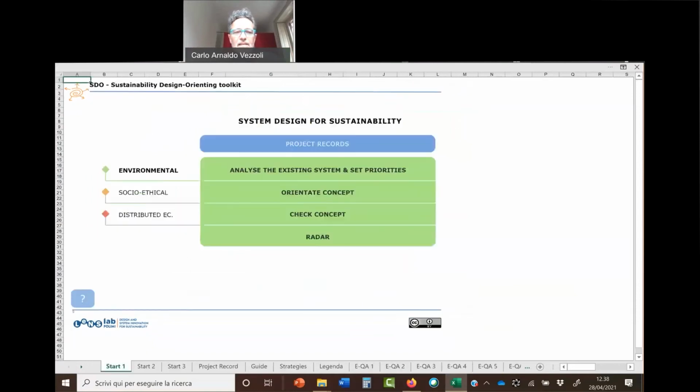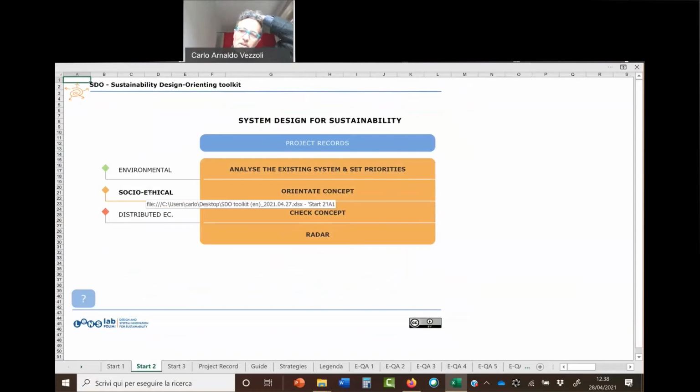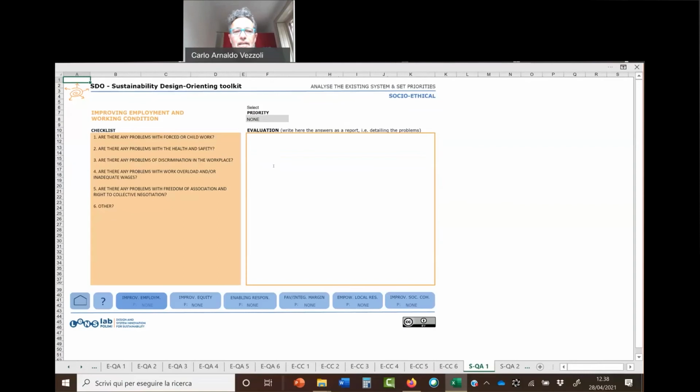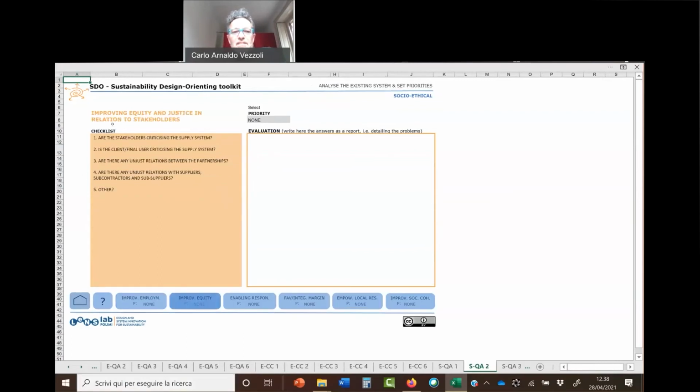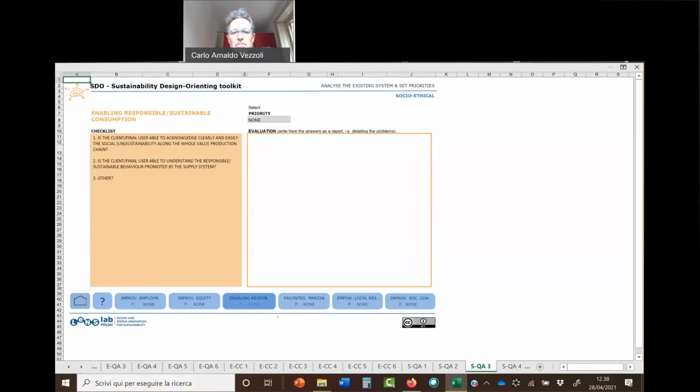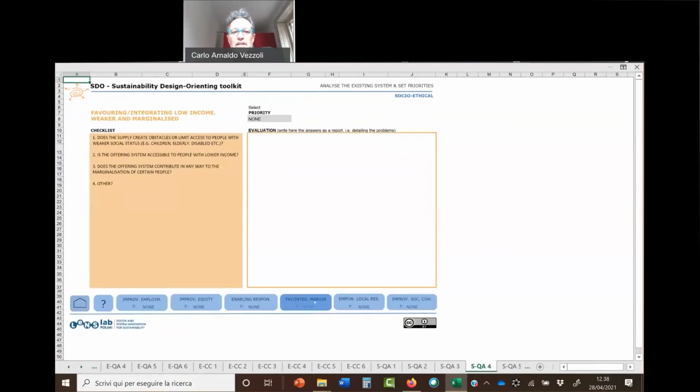The other thing is that it's similar, so there is not that much to add. Simply for you to know that for different criteria, and of course with different checklists, you can evaluate the existing system in relation to the working condition, in relation to equity and justice, in relation to stakeholders, in relation to responsible, sustainable consumption, to favoring low income and marginalized people, and so on.